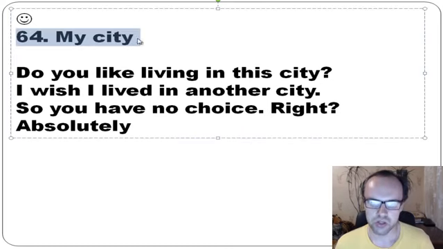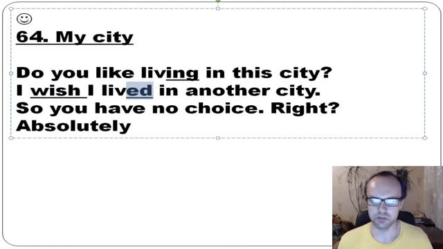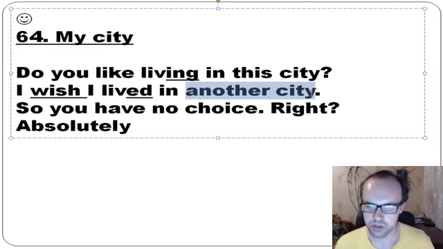My city. Do you like living in this city? Yeah, like doing. Do you like living in the city? I wish I lived in another city. So you remember wish plus past simple, yeah? I wish I lived in another city. So another before one, and other before more than one. Another city, but other cities. So you have no choice. You have no choice, or you can't choose, right?